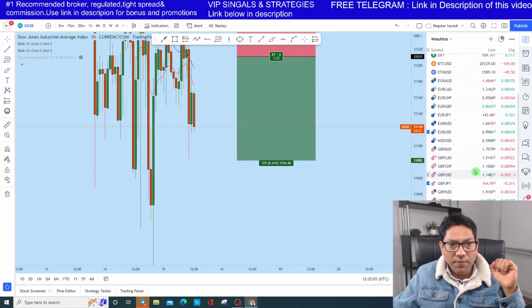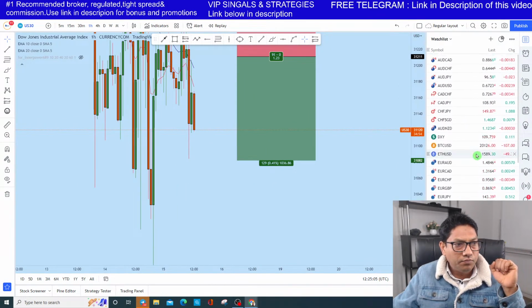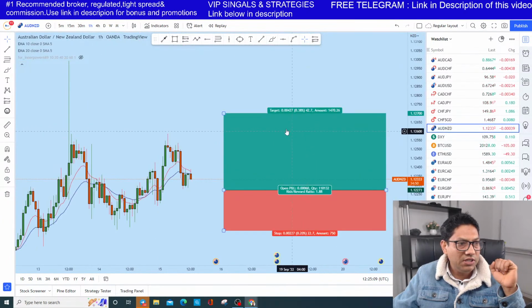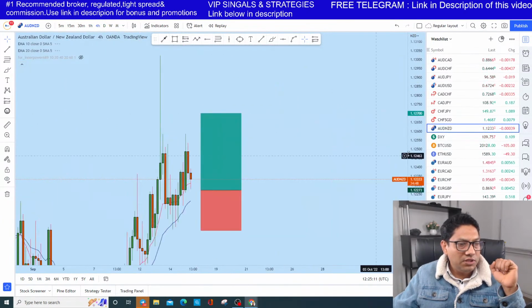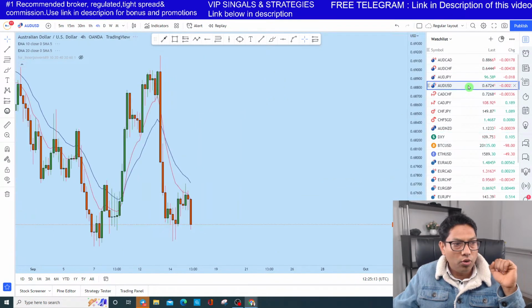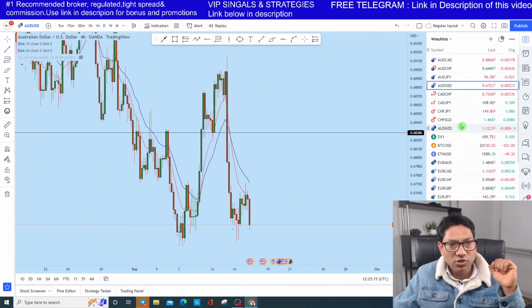So now let me tell you what's happening with some other pairs such as AUD and NZD. We see some good movement on Aussie dollar as well.